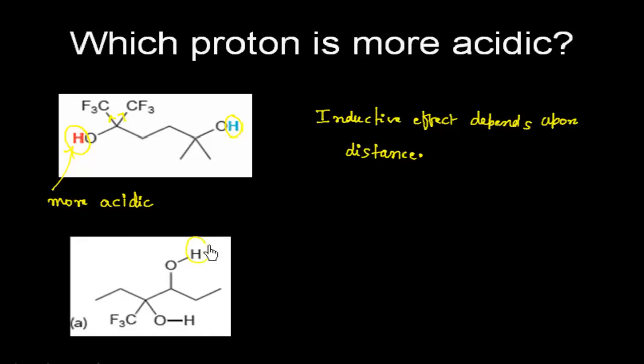Now let us say in this case I have a hydrogen here, I have a hydrogen here. Now this hydrogen has negative charge on oxygen, this hydrogen has negative charge on oxygen, and this CF3 group will try to pull electrons, that is minus I effect. So it will show minus I effect and it is a distance dependent effect. So this negative charge is more stabilized and this negative charge is less stabilized. So this hydrogen is more acidic.